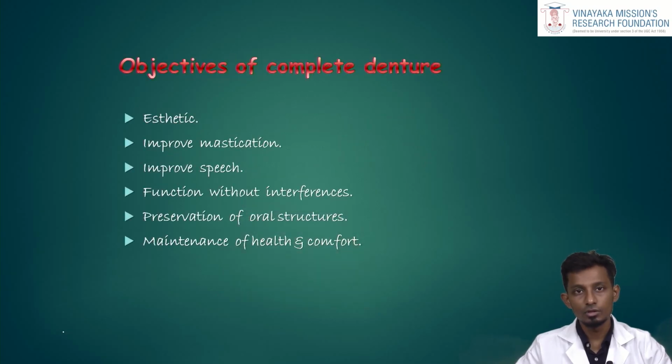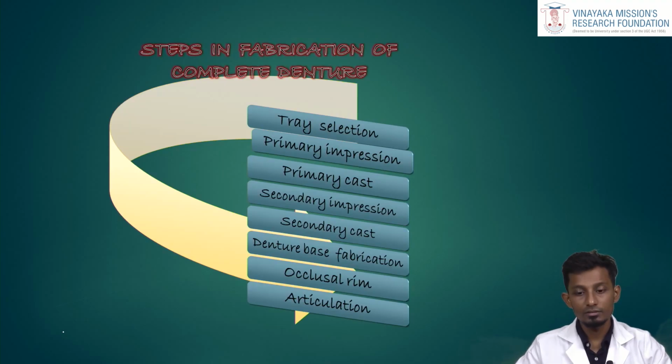So there are certain objectives for a complete denture, that is the aesthetic component. It must improve the mastication, it must improve the speech, the function must be there without any interferences, preservation of oral structures and maintenance of health and comfort. Today we'll be looking at the steps in the fabrication of complete denture.